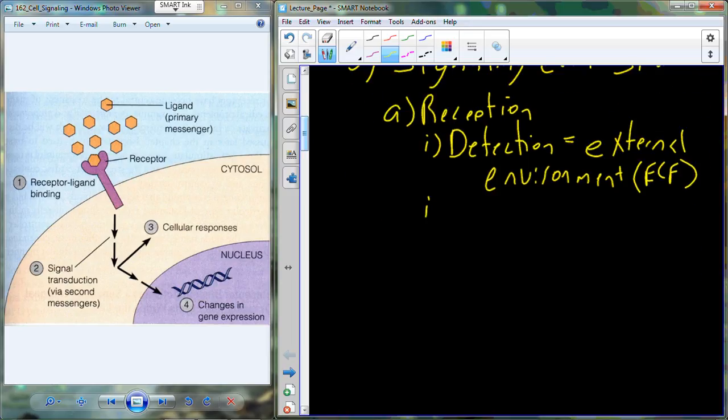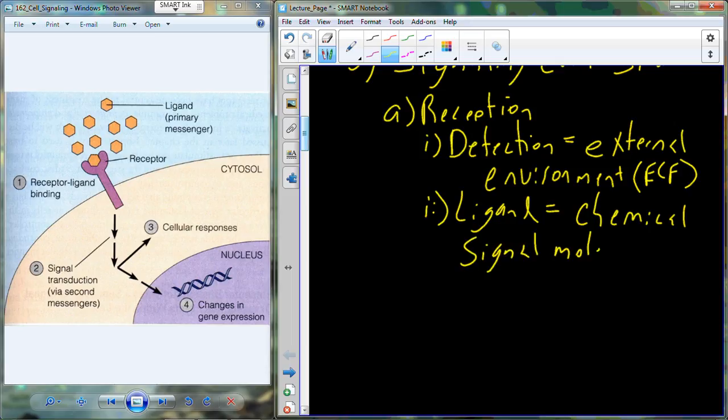The second thing that we need to know about here is what actually is being detected. And we're going to typically call it a ligand. So just think that a ligand is something that binds the receptor. So a ligand is going to be a chemical signal molecule that binds a receptor.